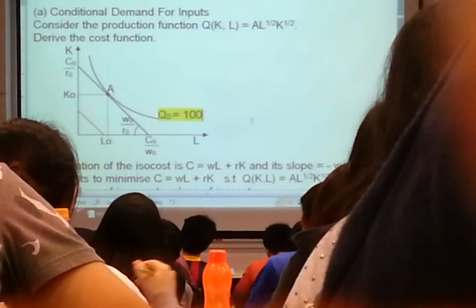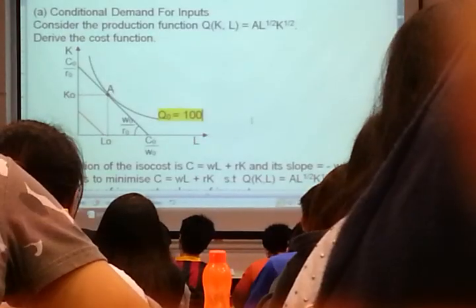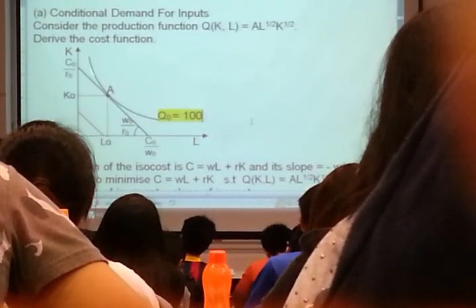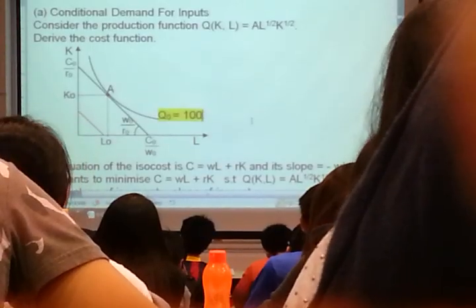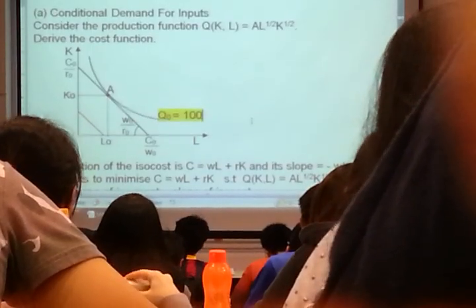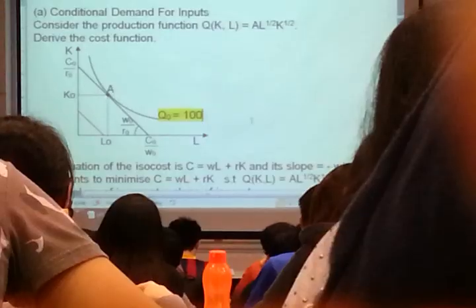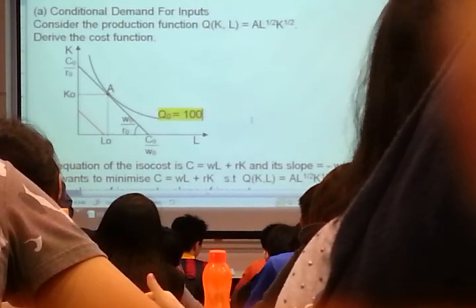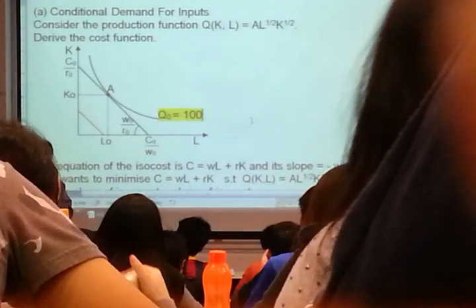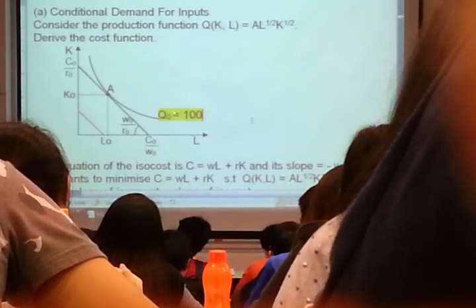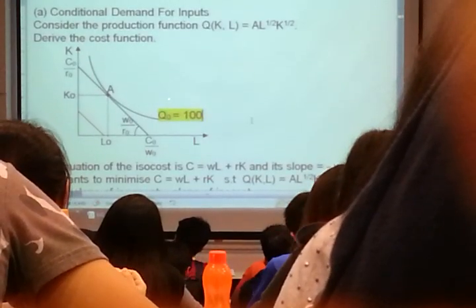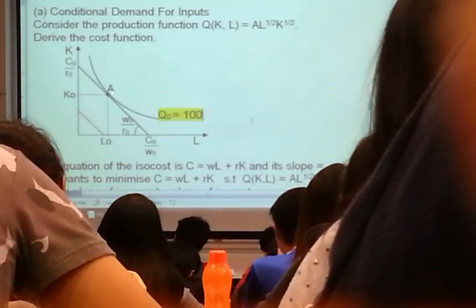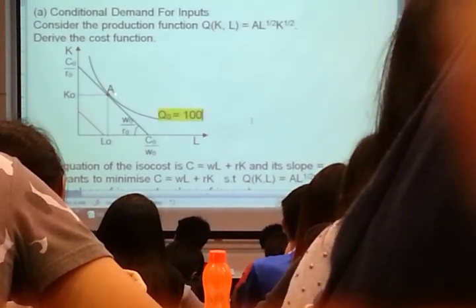Now, I told you before last week, if you want to minimize cost, where should you go? On the budget line, which one? Tangent point. Right? What does the tangent point do? The tangent point is the optimal point. Optimal in what sense? It's a cost minimizing point. Okay, so if I want to produce this quantity, the lowest cost to produce it is how much? To produce at A. And how much is the cost?